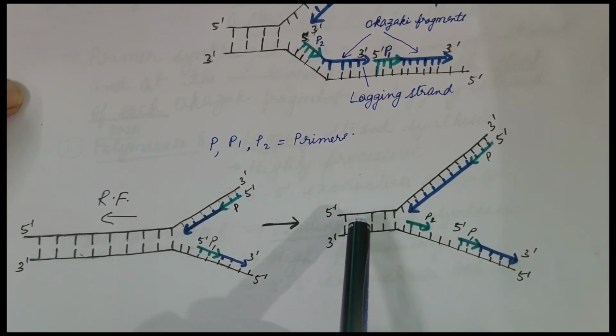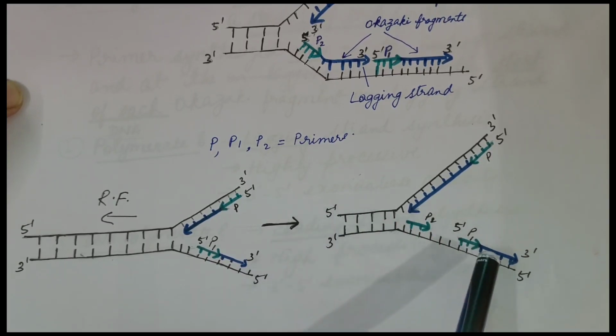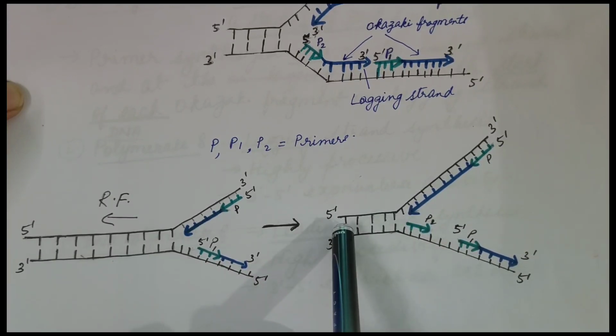In this way, this process is repeated again and again till the completion of the synthesis of new strands. Hence, it is synthesized in the form of the small fragments known as the Okazaki fragment.